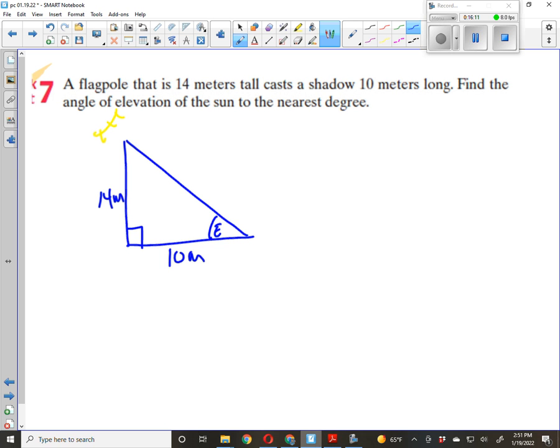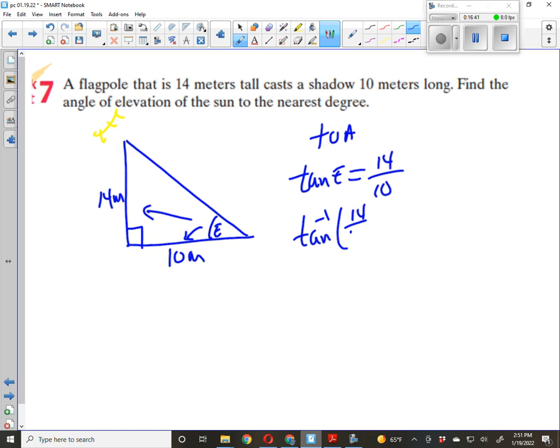This would be your angle of elevation. Using SOHCAHTOA, this looks like opposite and adjacent. So TOA means tangent of E, the angle of elevation, equals 14 over 10. Something new, right? Okay, so when you rewrite this, rewrite it as the inverse tangent of 14 over 10, and you can reduce that if you want, equals E. And again, we're going to be in degrees. Make sure you check your mode.